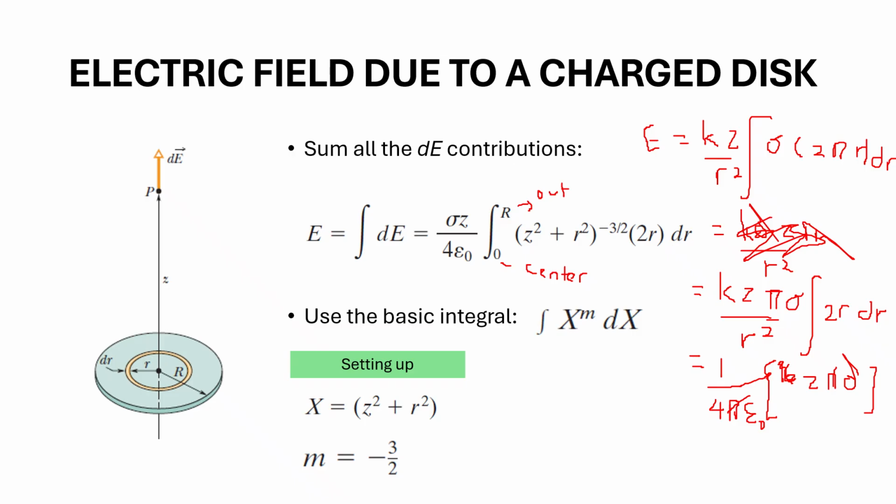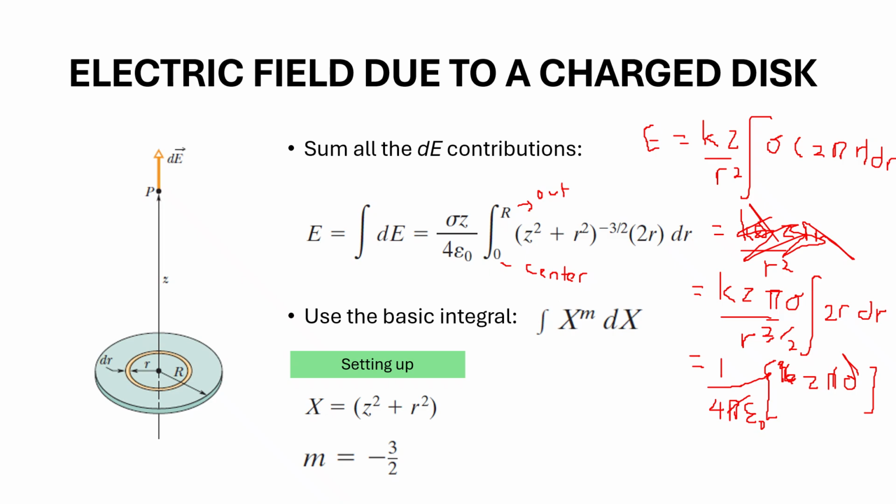So remember, don't forget, we have z squared plus r squared to the negative 3 over 2. Where does it come from? It comes from here, which is 3 over 2, after you include the unit vector. Then we bring out the 3 over 2 here, so we have the integral of (z squared plus r squared) to the negative 3 over 2, times 2r dr.